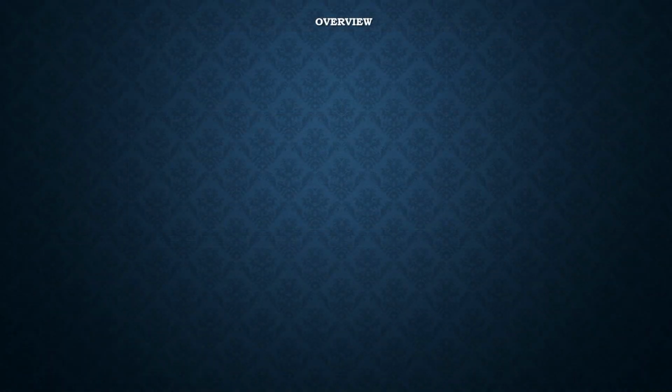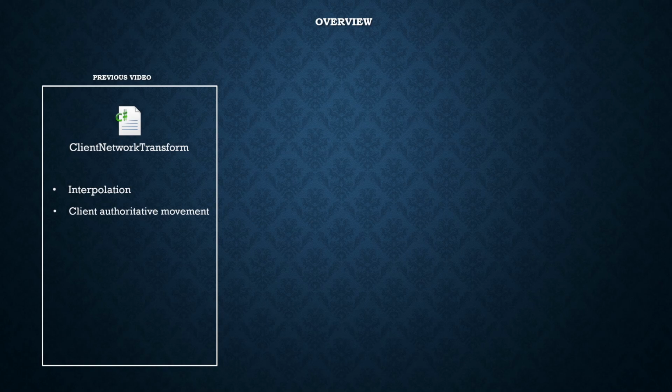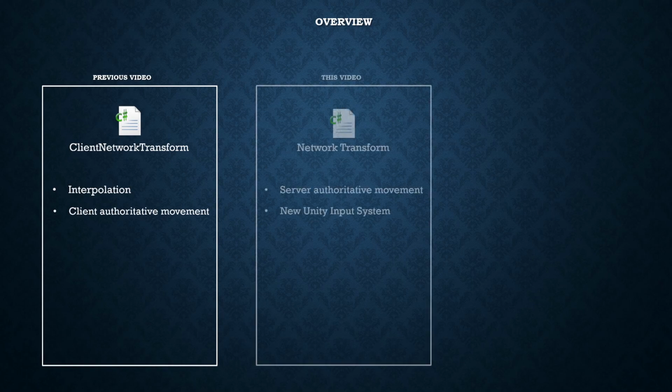Okay, so in the last video we took a look at the client network transform and the concept of interpolation. In this video, we're going to take a look at using a server authoritative movement for our player, and we're also going to change to use the new input system. I haven't got too much experience using the new input system, so the implementation will be pretty basic, but I'll put together a comprehensive guide in future, and if that interests you, then keep a lookout for that video.